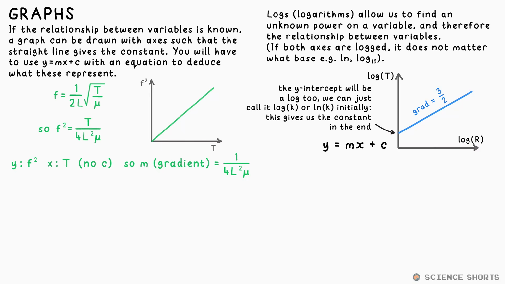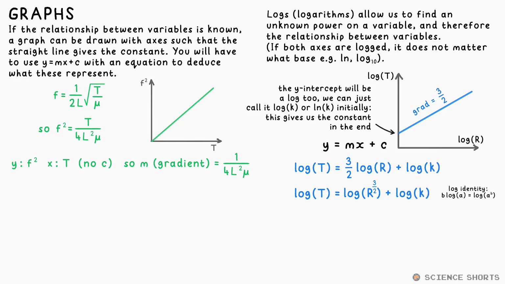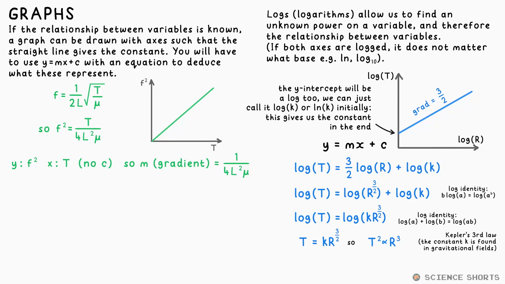The general straight line formula is y equals mx plus c, or in this case log T equals 3 halves log r, plus some constant which is our y-intercept. Let's call it log k. From there we have two log identities we need to use. First we can take the 3 halves and make it the power on the r. Then we can also say that the sum of two logs is equal to the log of the two things multiplied. So on the right we have log k r to the power of 3 halves. Delogging both sides, we see that T is proportional to r to the power of 3 over 2, or T squared is proportional to r cubed.